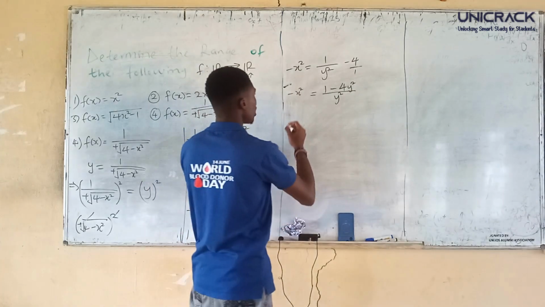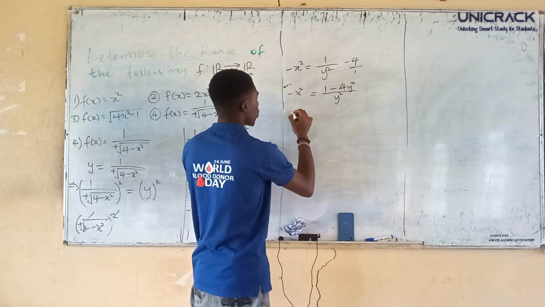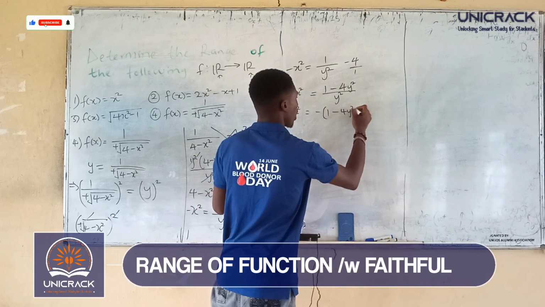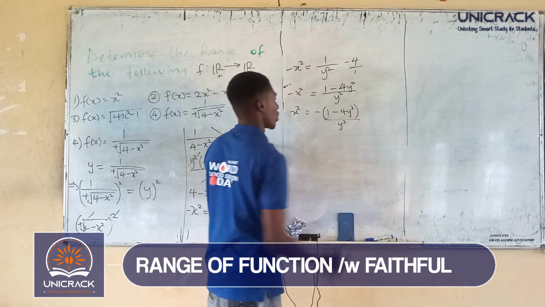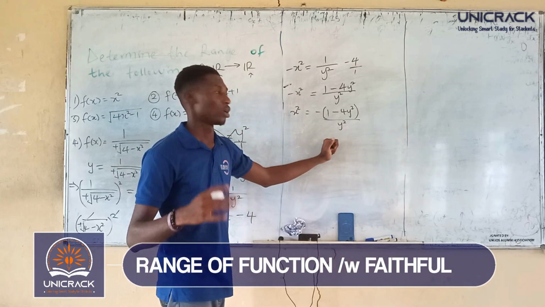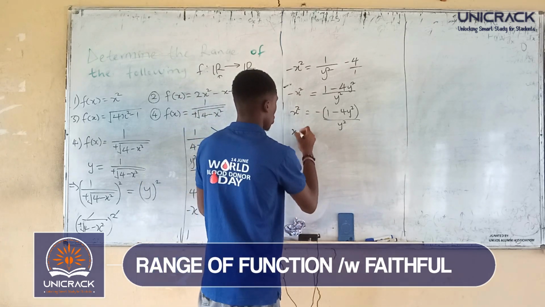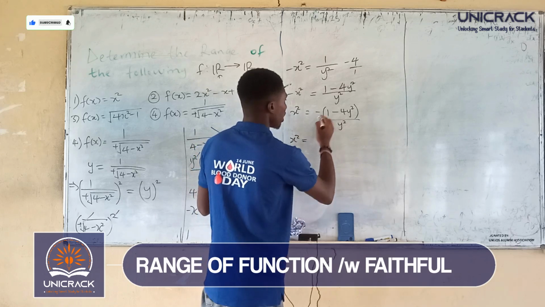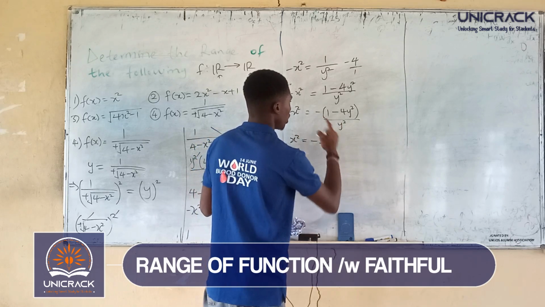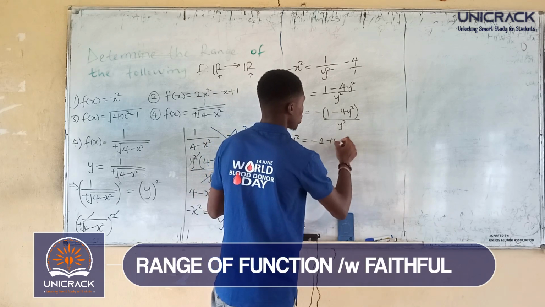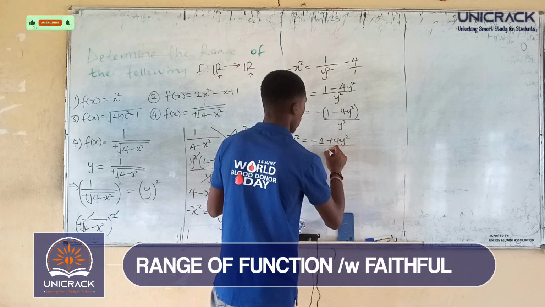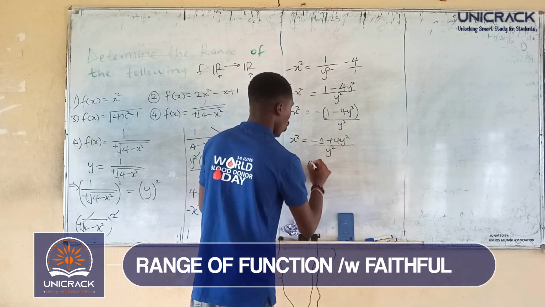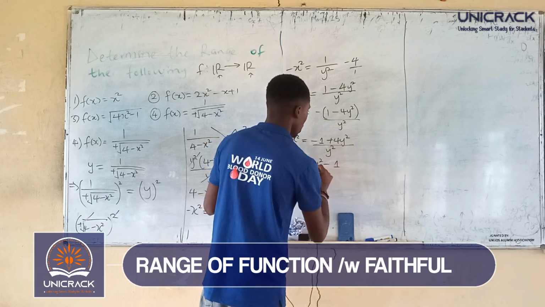Multiplying through by a negative, negative times negative x squared, we would have x squared equal to negative bracket 1 minus what? 4y squared divided by what? Y squared. The negative is for both the numerator and denominator, by the way. So we'd have x squared is equal to negative times 1 will be what? Negative 1. Negative times negative 4y squared will be what? Positive 4y squared divided by what? Y squared. We can arrange this and have x squared is equal to 4y squared minus 1 divided by what?